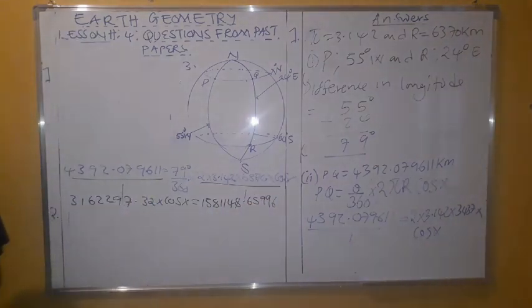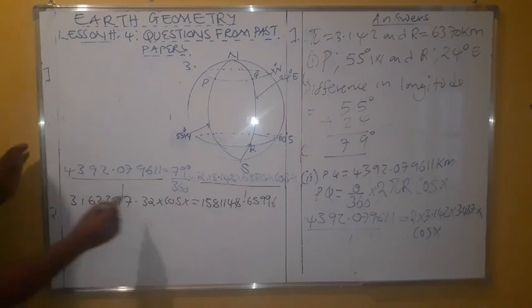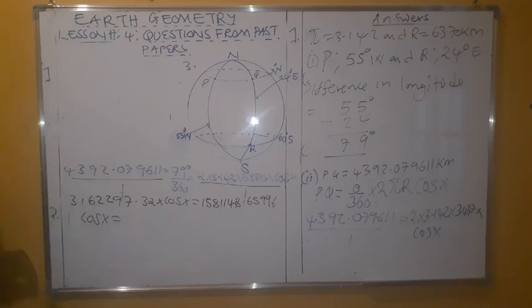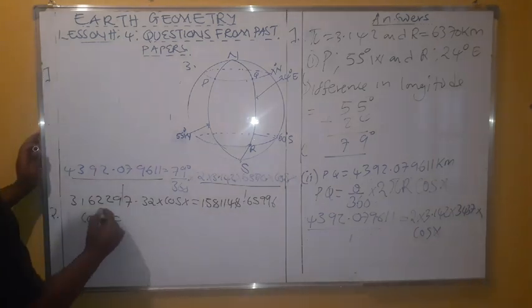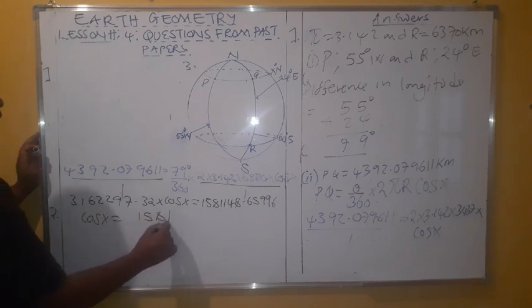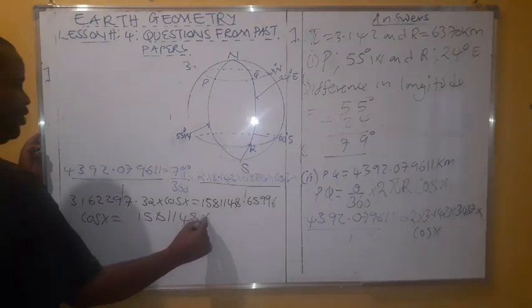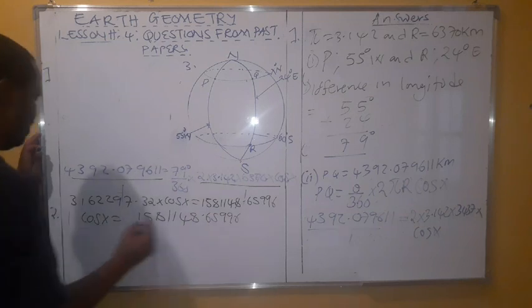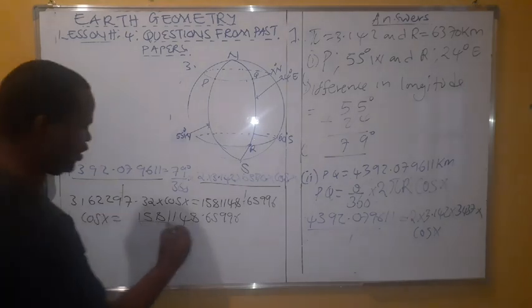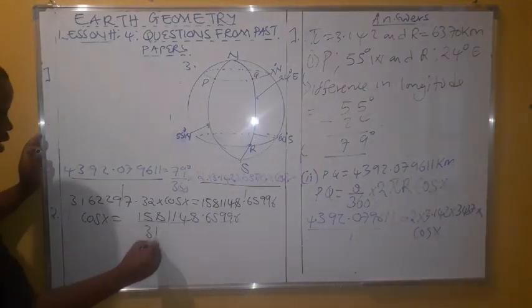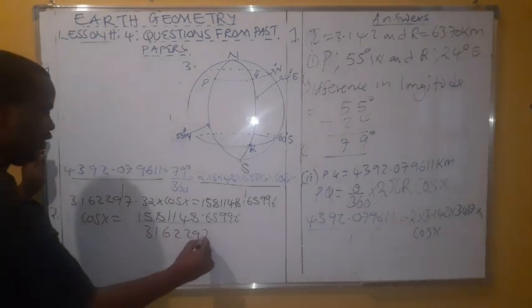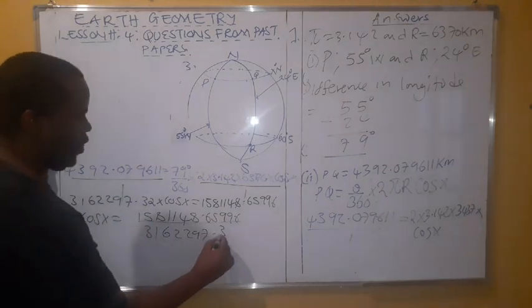158.65996. Okay, so now what we are going to do to find x here, we'll say cos x is equal to, we divide both sides by this part here. We are saying you divide this by this one because we want to remain with this part. So here we divide by 316297.32.